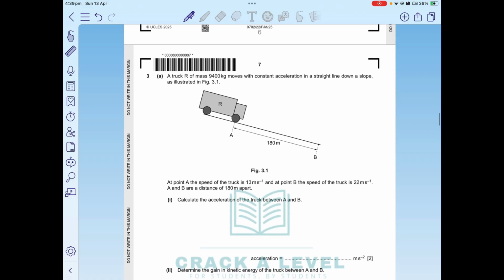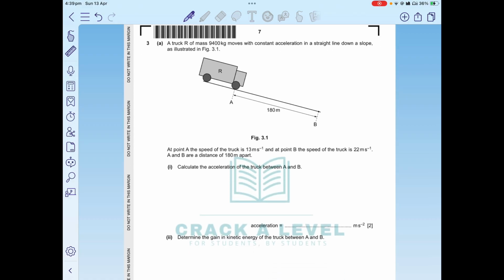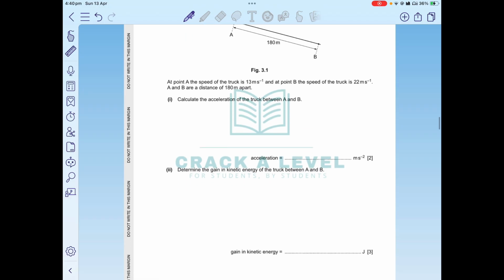Next up, a truck R of mass 9,400 kg. It moves with a constant acceleration in a straight line down a slope as illustrated in figure 3.1. At point A, the speed of the truck is 13 meters per second, and at point B, the speed of the truck is 22 meters per second. A and B are a distance of 180 meters apart. Calculate the acceleration of the truck between A and B.